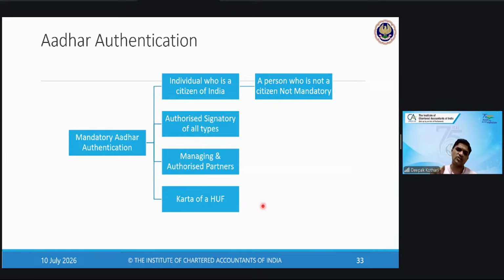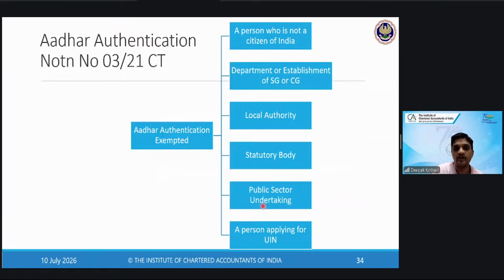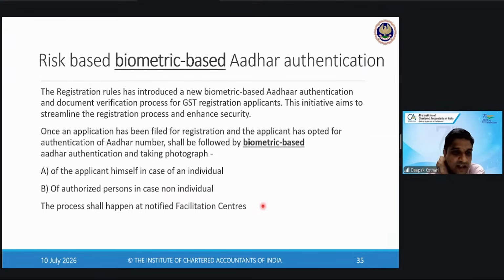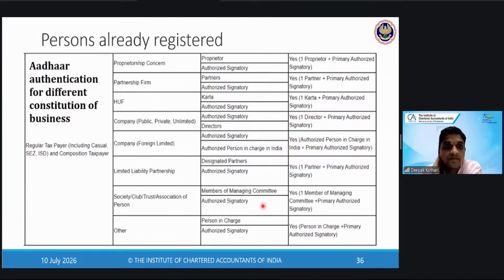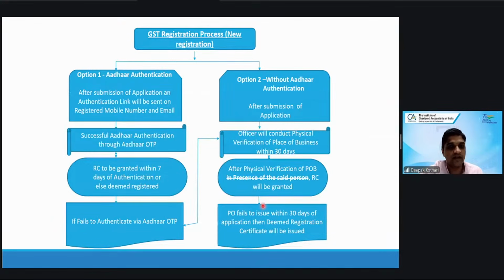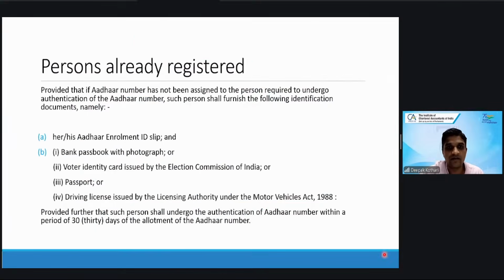Whose Aadhaar authentication has to be done? Of course, the individual, in case of a director, managing partner, or karta. The risk-based, biometric-based Aadhaar authentication, that is, you have to get a biometric verification done at the time of taking registration. Okay, this is fine. Let's get into the main aspects.